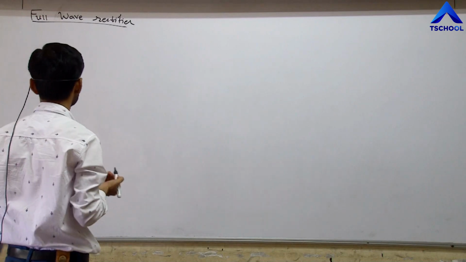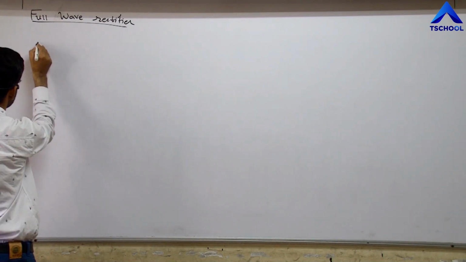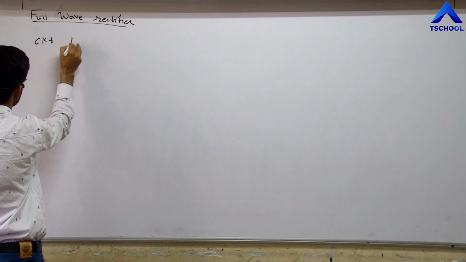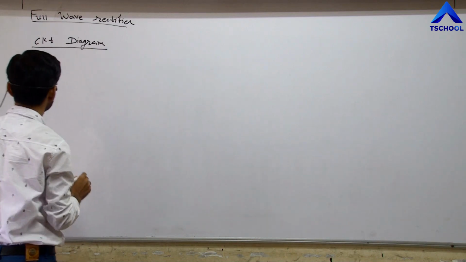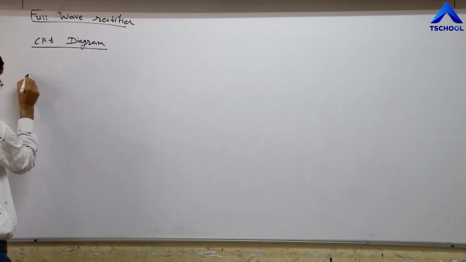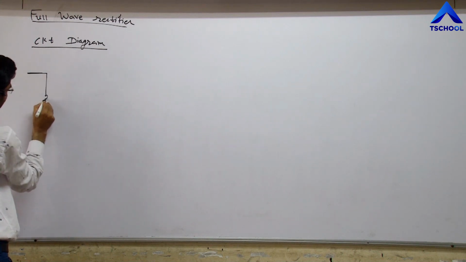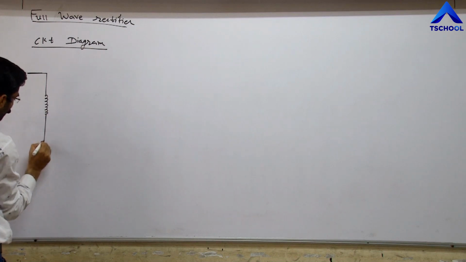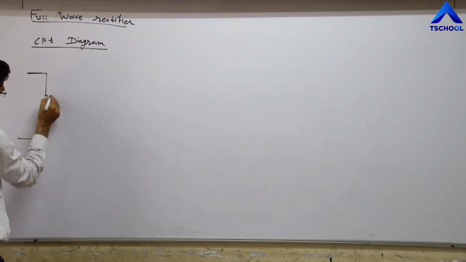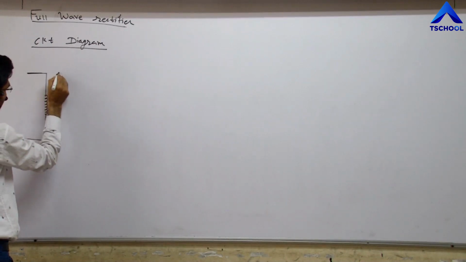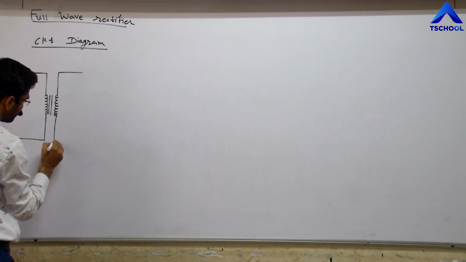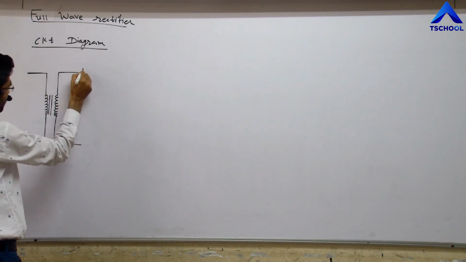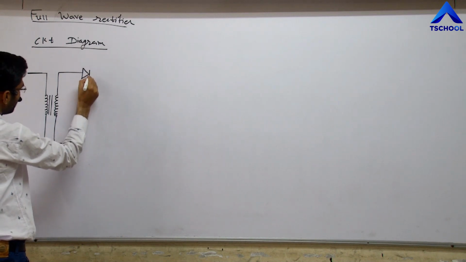In the full wave rectifier circuit diagram, first the AC input is given to the primary winding of the transformer. By mutual induction, the secondary winding of the transformer is connected to the diode D1.